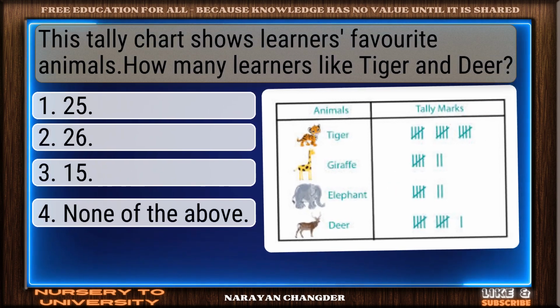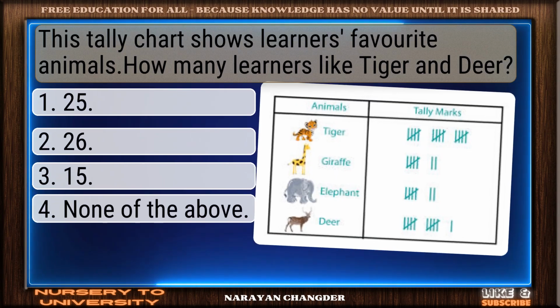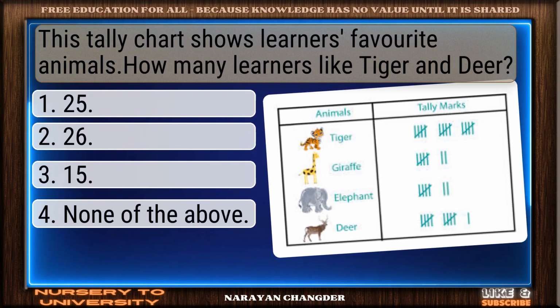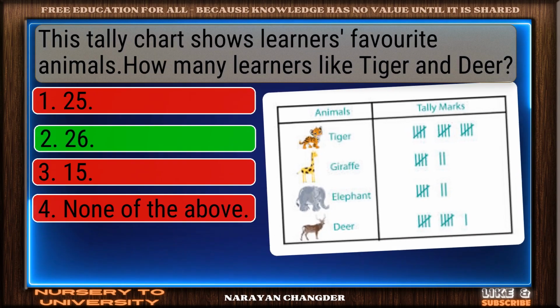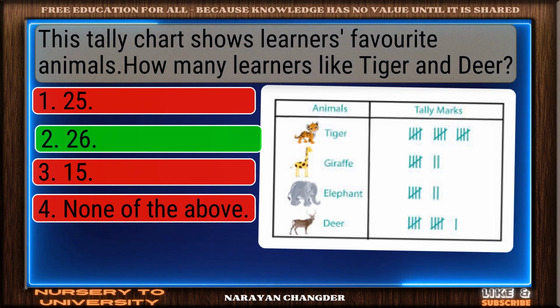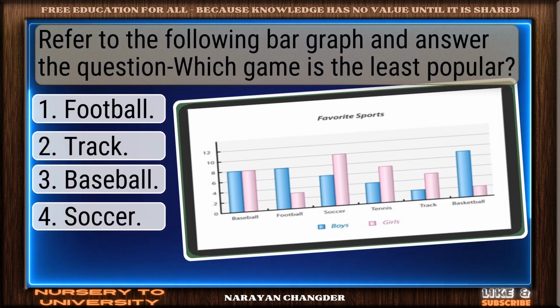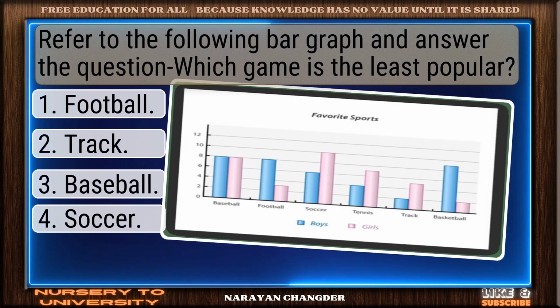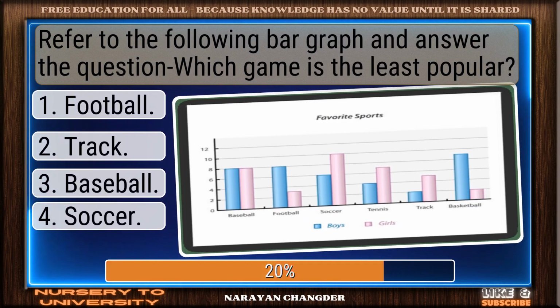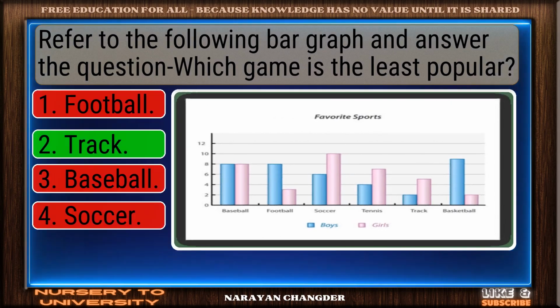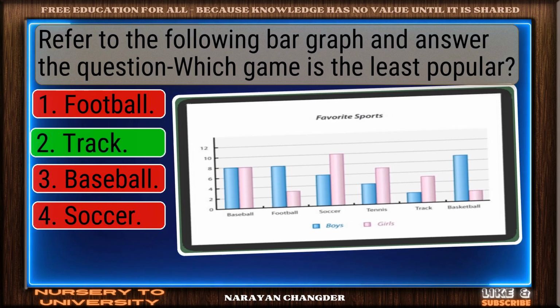This tally chart shows learners' favorite animals. How many learners like tiger and deer? Bravo! 26 is the answer. Refer to the following bar graph and answer the question: which game is the least popular? Valid point. Track is true.